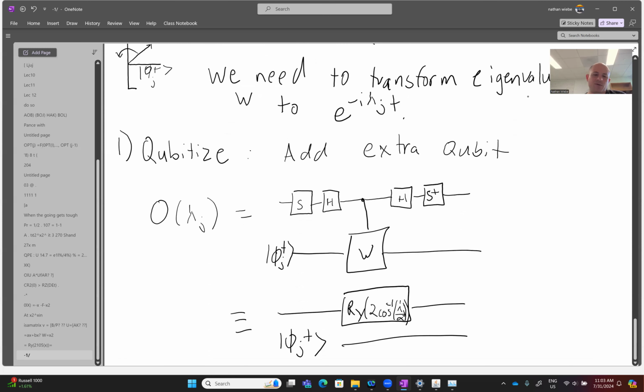Okay, so that's what this whole thing is equivalent to. So the eigenvalues that we have paired with phi plus can now be controlled by manipulating this rotation up here on the additional qubit.